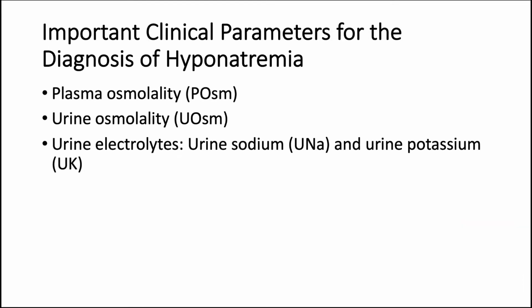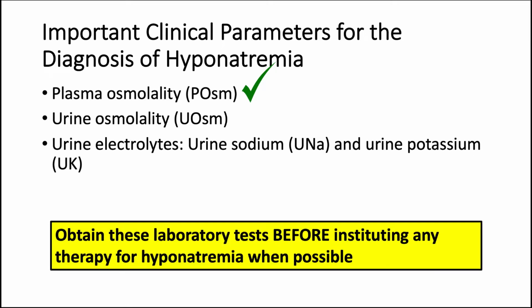So, in my opinion, what are the parameters that we need to analyze when we are dealing with hyponatremia? The first one is plasma osmolality, which we discussed initially. The second parameter that we need to analyze is the urine osmolality. But we also, at the end, we're going to analyze urine electrolytes. Urine sodium and urine potassium. Both are important. So let's talk about urine osmolality.